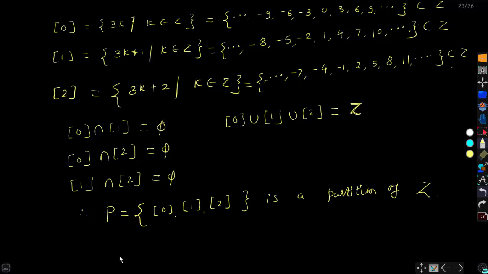So if we want to calculate the equivalence class of 3, is 3 here in this equivalence class of 0? So you calculate the equivalence class of 3, you will get equivalence class of 3 equal to equivalence class of 0.